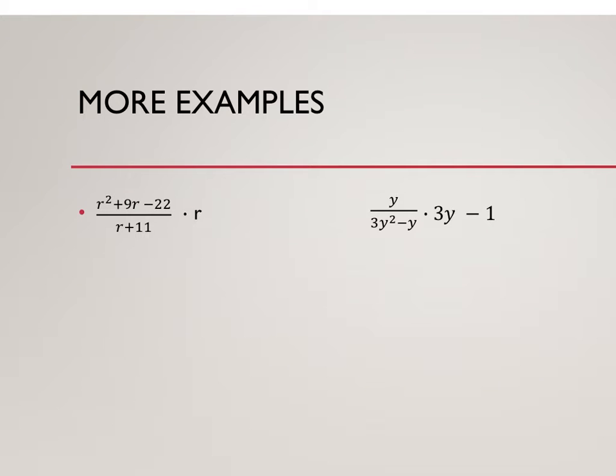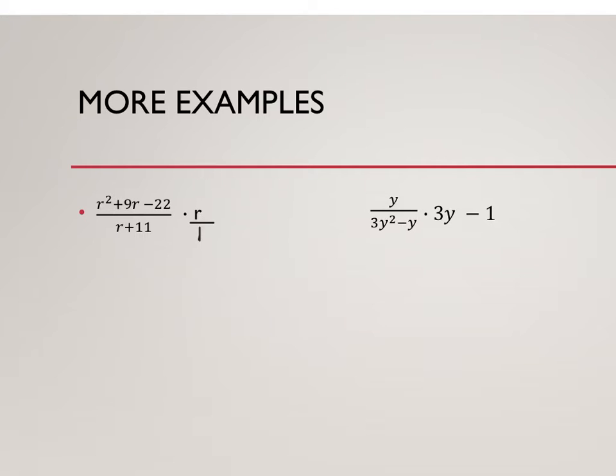So here are some more examples of multiplying and dividing rational expressions. These are some that you're going to see very similar on your IXL assignment. In this first one, we're multiplying by r. We can simply put that as r over 1.